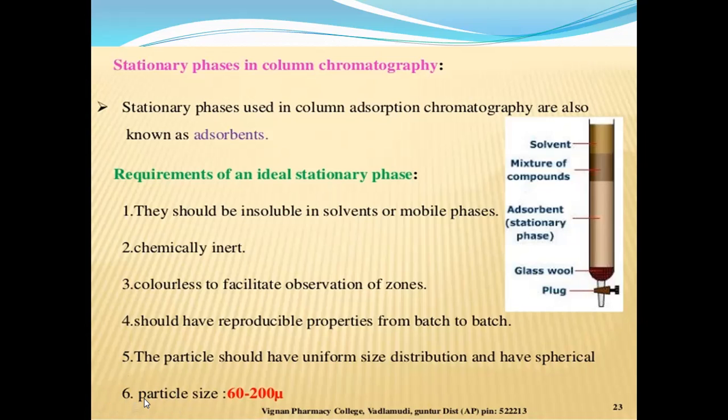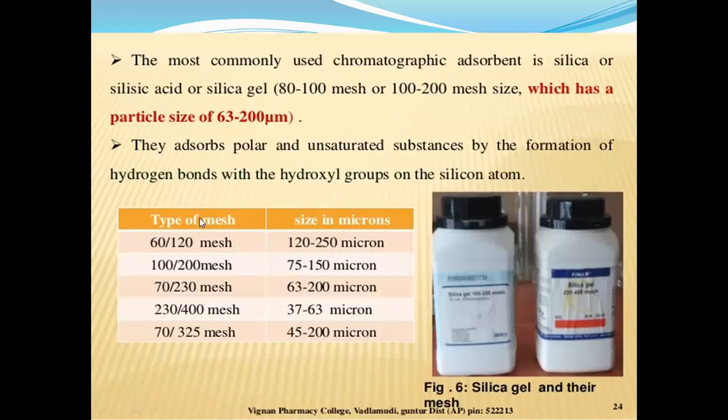The desired size of our particles should be 60 to 200 microns. So the particle size of the stationary phase should lie between these two. So this is about the properties of our stationary phase. And then we come to some more properties.